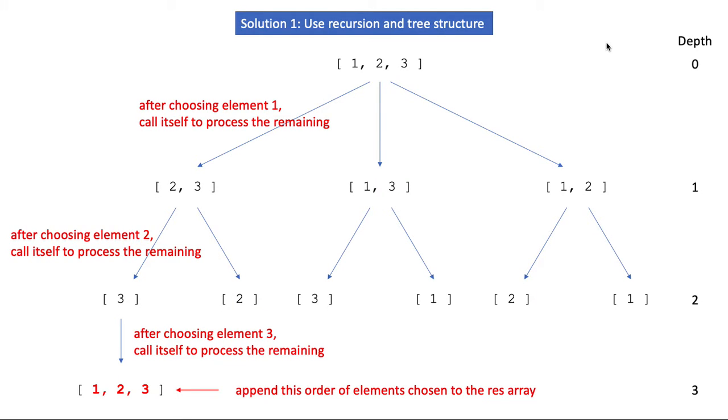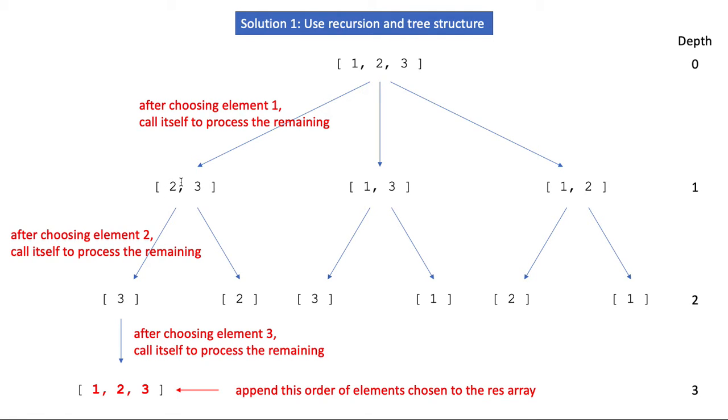When you are asked about permutations, think about using recursion and a tree structure to solve this problem. So there's a parent node here, 1, 2, 3, and we choose one of the elements. Let's say we choose element 1. And then we call the function itself to process the remaining elements. So that will be processing 2 and 3.